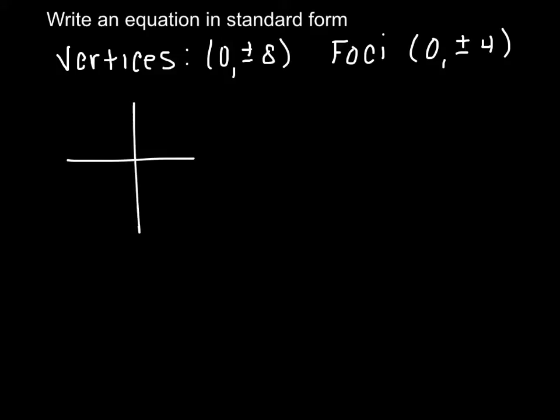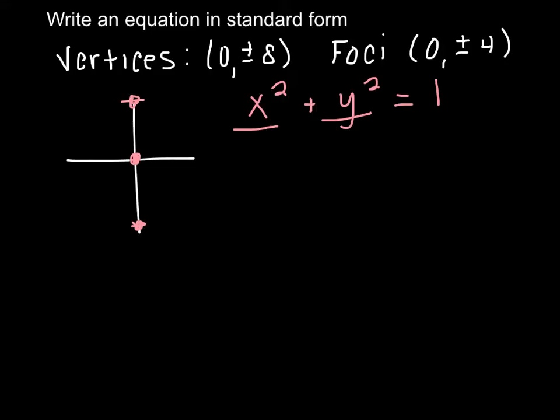Let's go ahead and draw this out, what we know. Vertices 0, plus and minus 8, so there's 8 and there's negative 8, so I know that my major happens on the y. The center of mine is the origin, so I have x squared plus y squared equals 1. All I have to figure out is what goes underneath the y and what goes underneath the x.